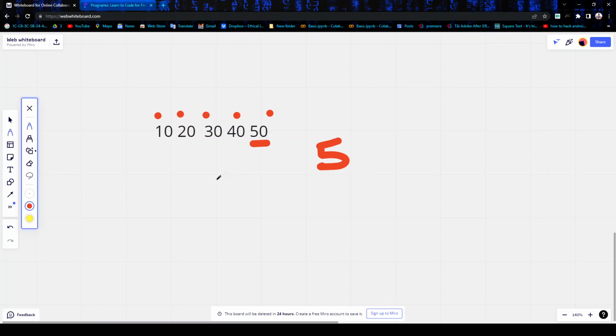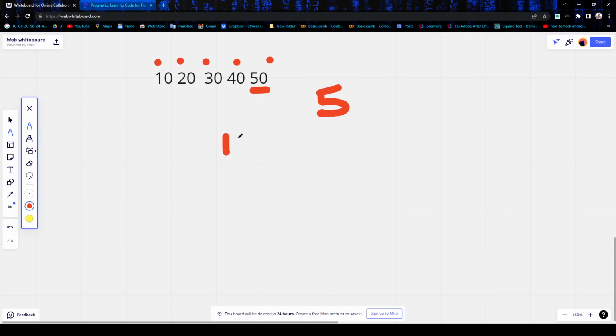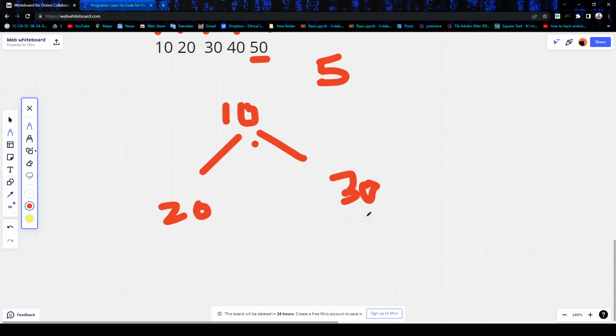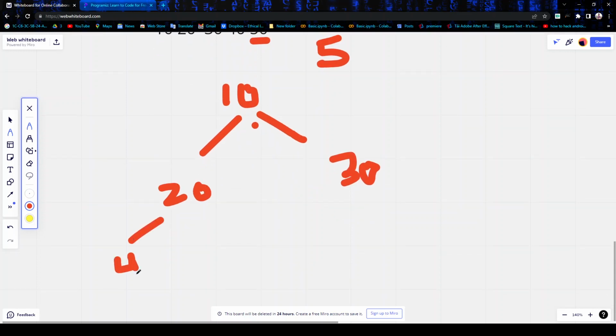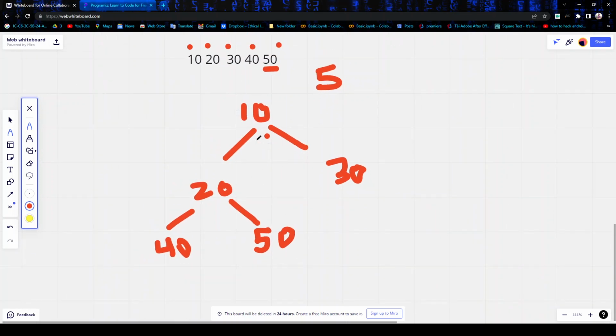Now just understand that if these values are stored in the form of a tree, let's say 10, then 20, then 30, 40 and 50, for example. Now, let's say we are just doing a normal iteration. I'm not using any particular algorithm or anything. Let's just see we are doing a normal iteration.